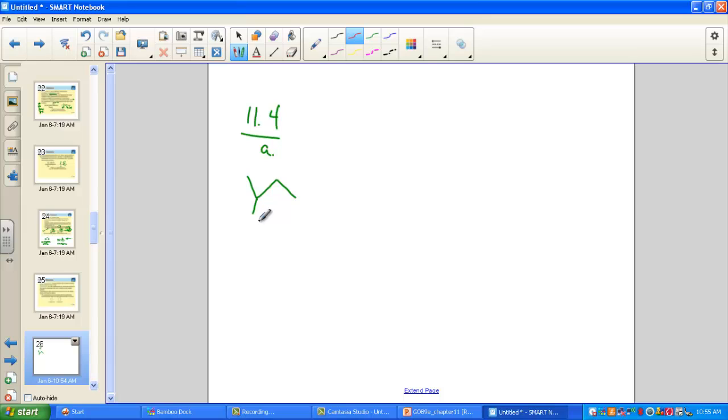Let's try to find the longest carbon chain. 1, 2, 3, 4. And if I counted 1, 2, 3, 4, I still come up with the same longest carbon chain. So I'm getting a root word here of butane. I notice at carbon 2, I have an alkyl group, a branch coming off, and that has just one carbon. At carbon 2, I have a methyl. We have 2-methylbutane.